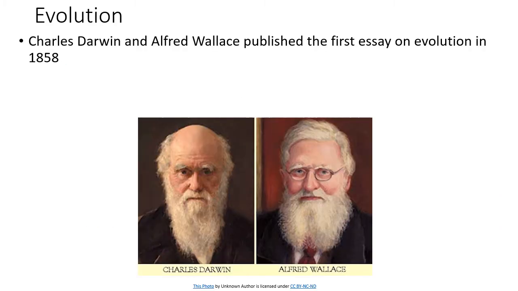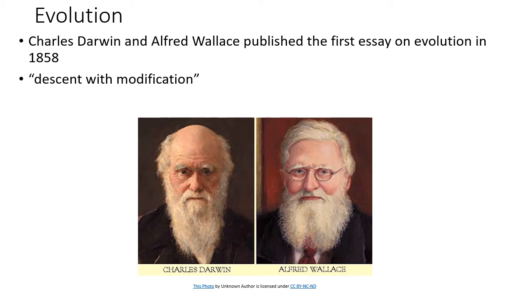So there were two people who are credited for coming to the same conclusions of evolution by natural selection, Alfred Wallace and Charles Darwin. They were both explorers, both kind of gathered information from similar sources, albeit from different parts of the world, and they published this first essay in 1858 together, co-authored it.